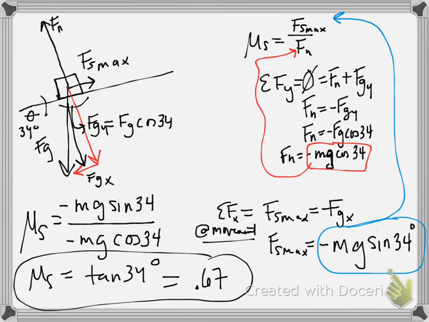The big thing I wanted you to see here is how you can start with really very little information. You have a mass and an angle. And can you figure out the coefficient of friction? You can. And if you weren't given the mass, you could still figure it out.